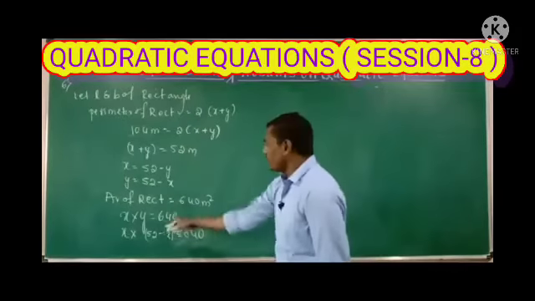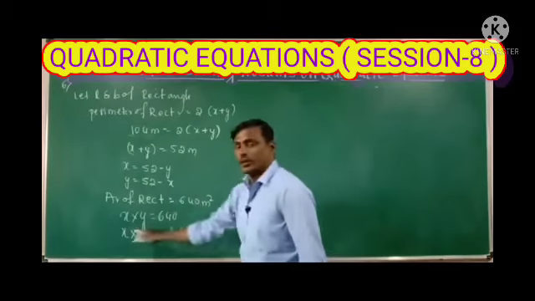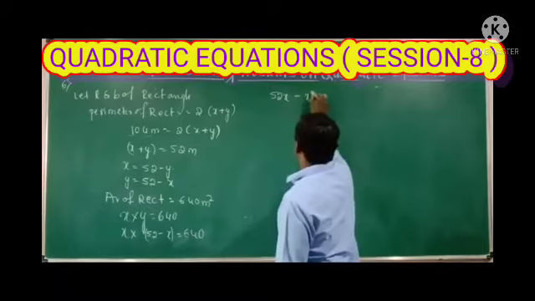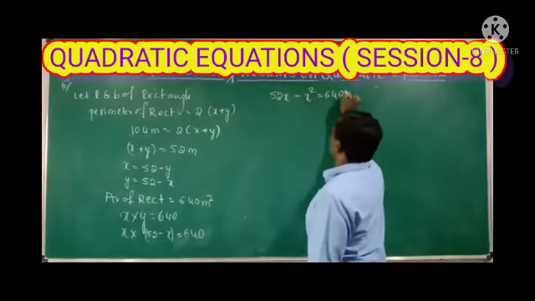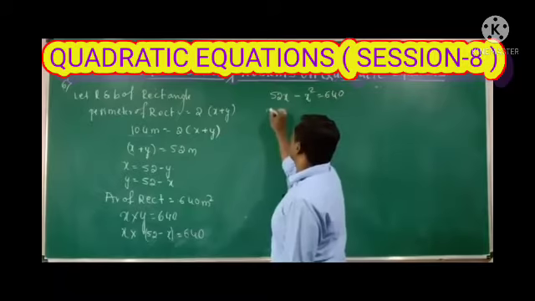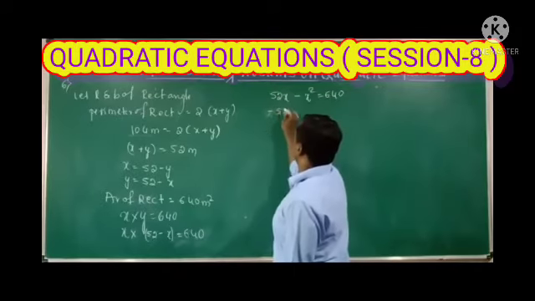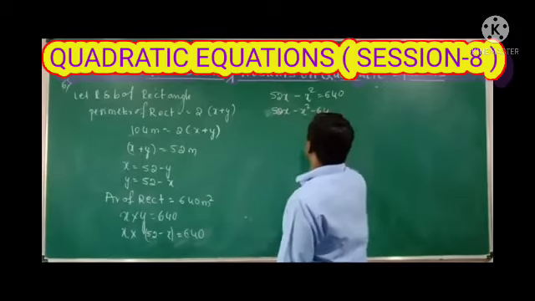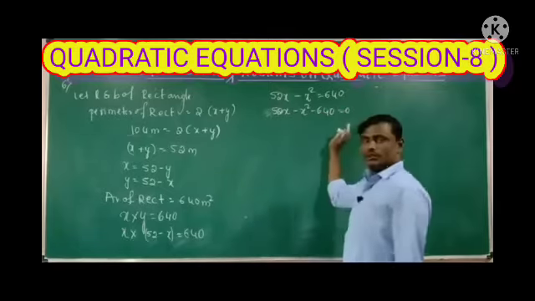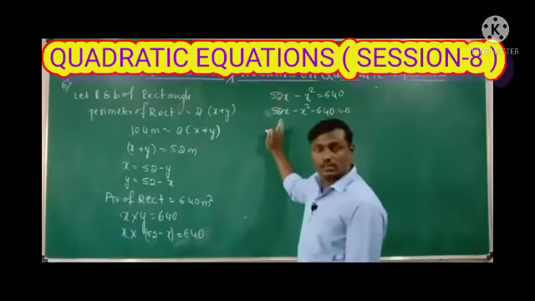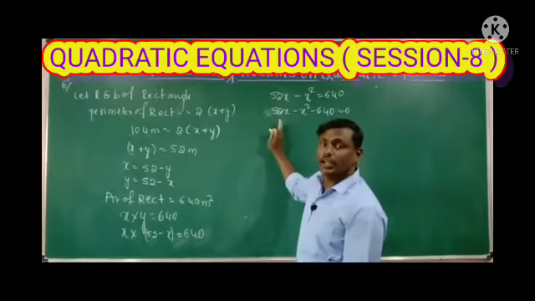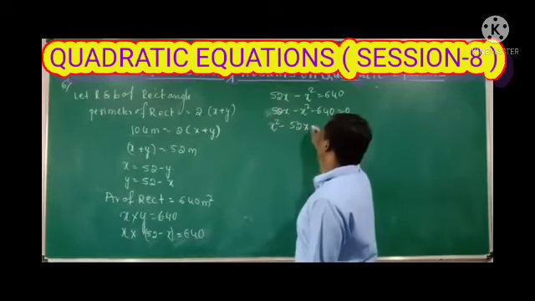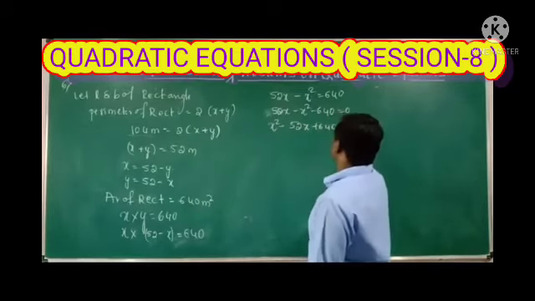Now simplify the quadratic equation. 52 into x, 52x minus x into x, x square, which is equal to 640. Now take this 640 to the LHS side, it becomes minus. 52x minus x square minus 640 is equal to 0. Right? We are rearranging this quadratic equation by multiplying by the negative sign, then we will get x square minus 52x plus 640 is equal to 0.